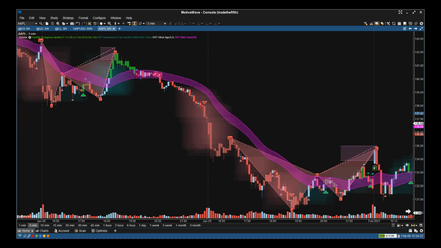So let's get on with this. We're going to look at Apple. This is the 5 minute time frame. We're going to start from the left and move to the right, and we're going to talk about the indicators, what happened in the markets, and where the trading opportunities were.